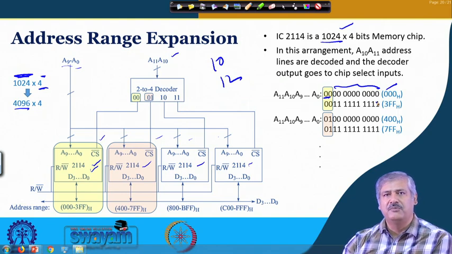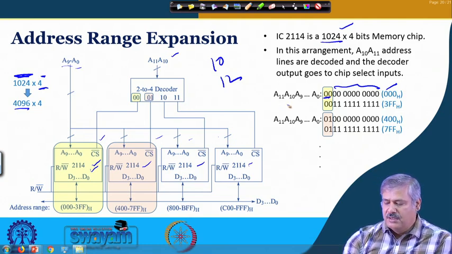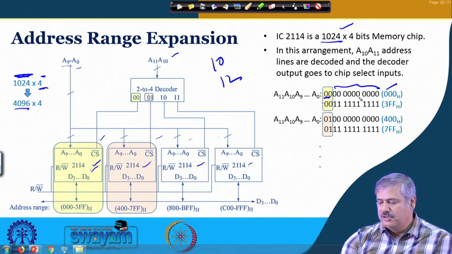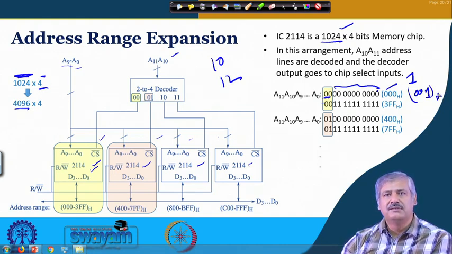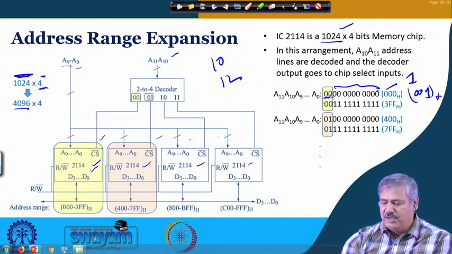You can read from there or write into it, depending on what operation you are doing. If you now change A9 to A0 to 00, 00, 00, 00, 01, so this 0 becomes a 1, you will be reading from location 001 in hex. From that location you will be reading or writing, because A11 and A10 remain constant at 00.